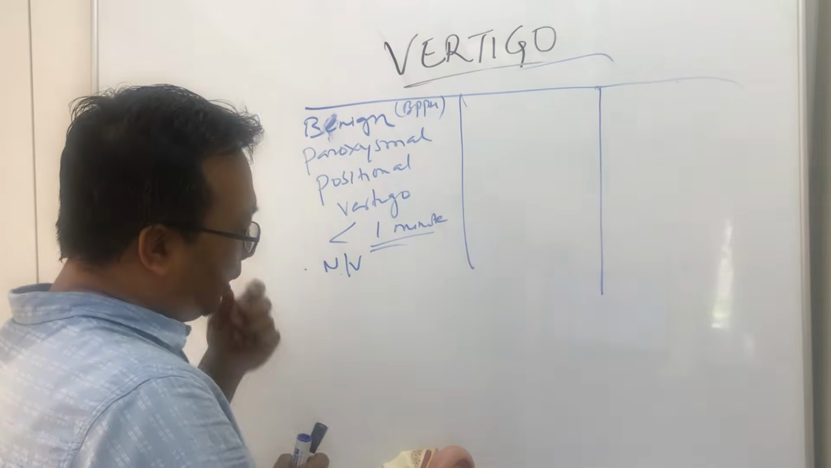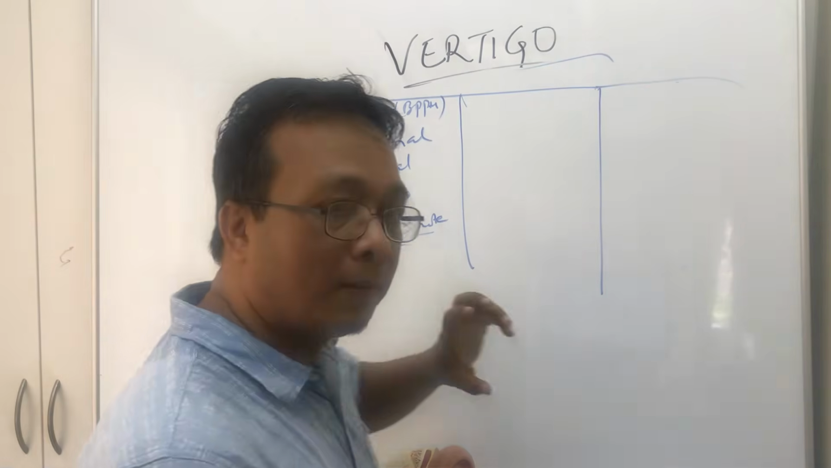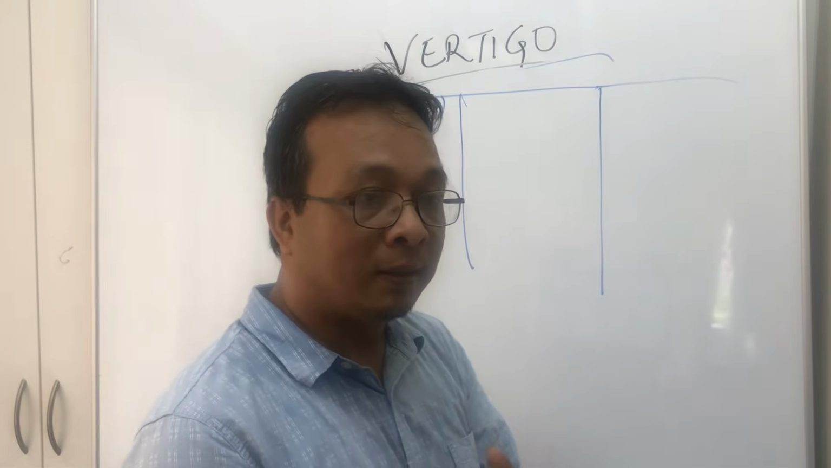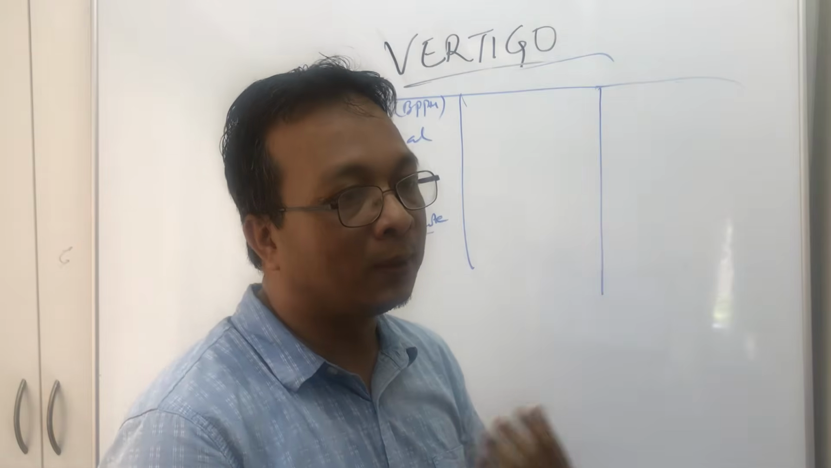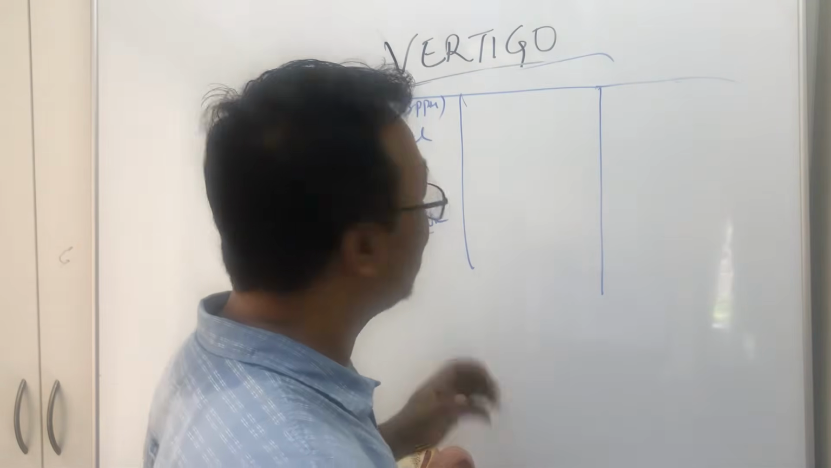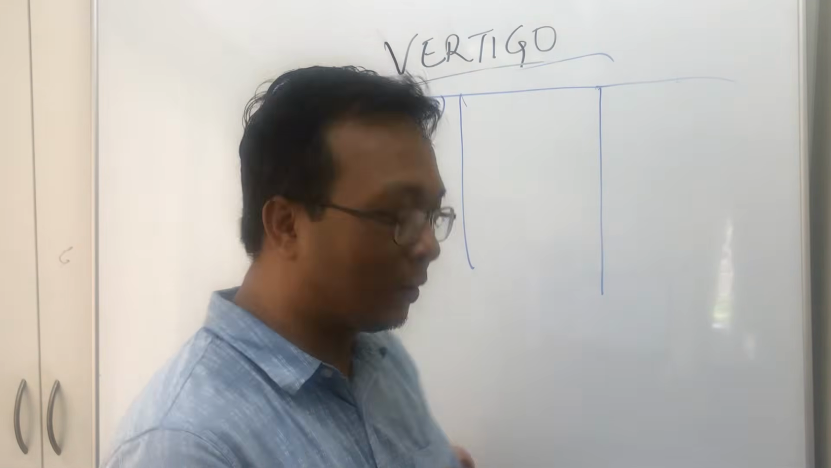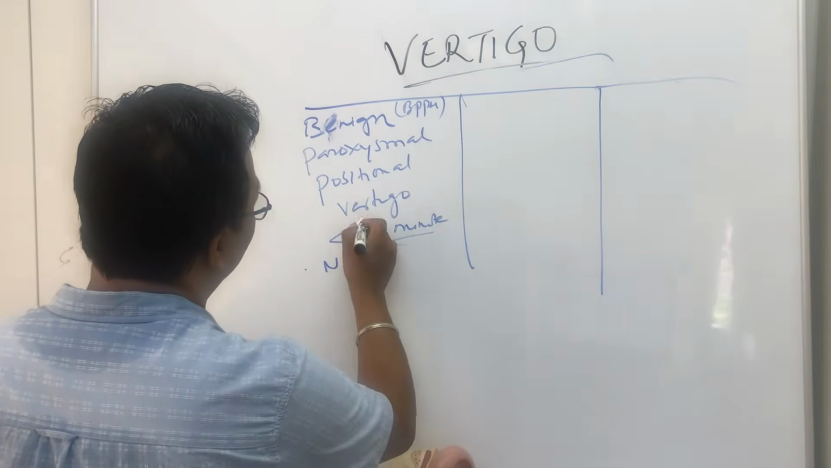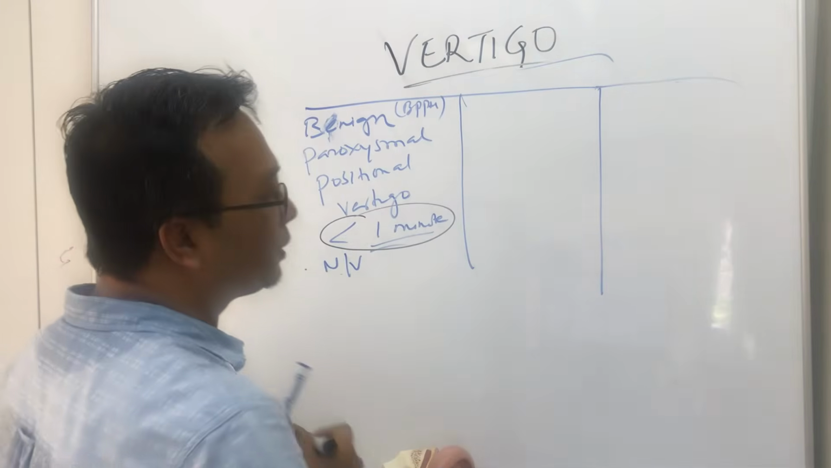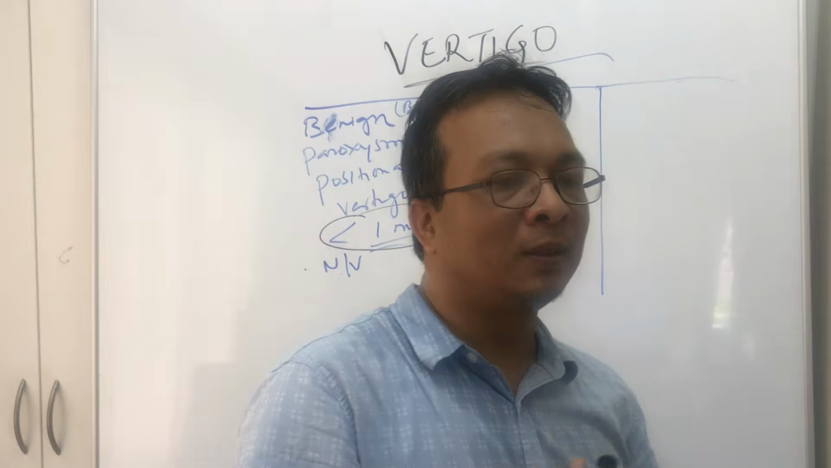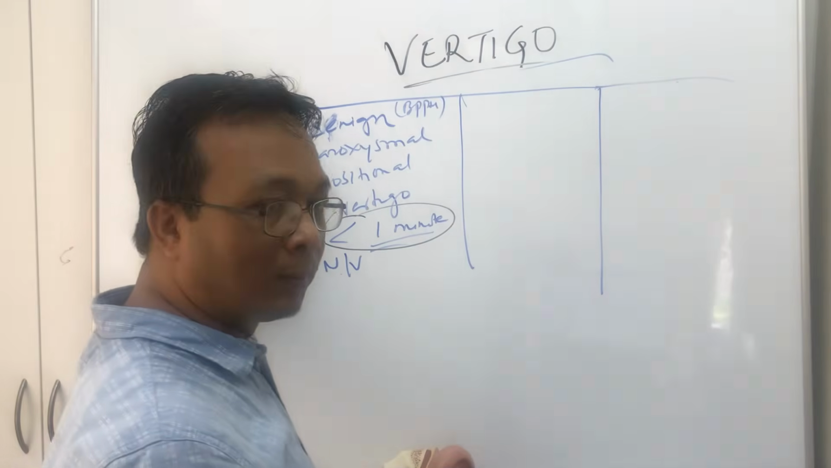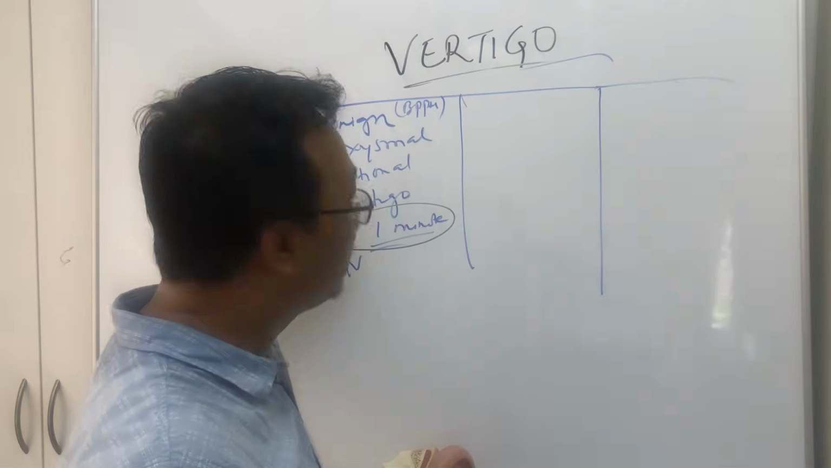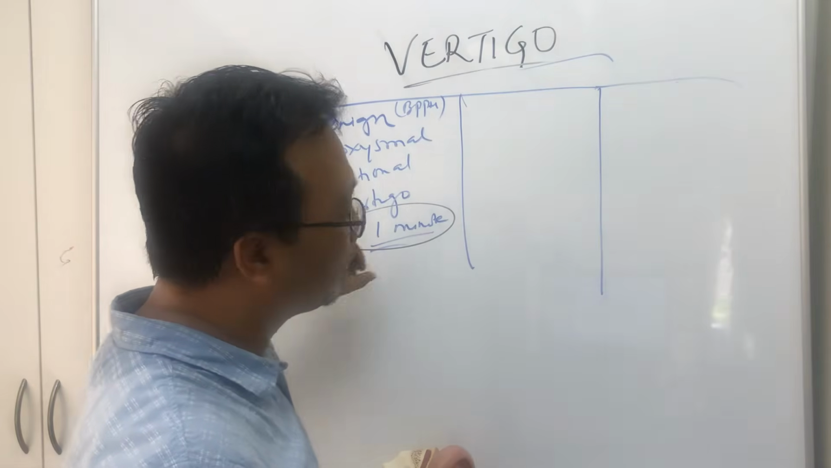And it is a recurrent thing. It occurs sometimes once a week, sometimes twice a week. But how do you diagnose it? From the duration. When you ask the patient how long they feel the dizziness, they say just a few seconds. Then this is the most common one, BPPV, benign paroxysmal positional vertigo.